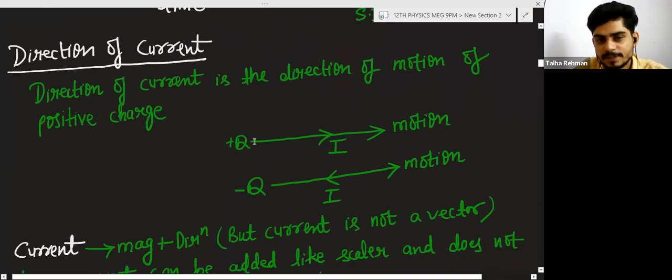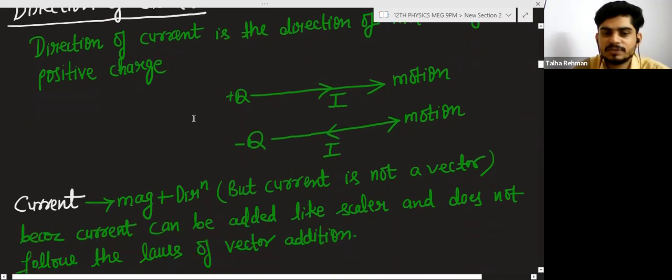Direction of current: when a positive charge moves in this direction, the direction of current is the same. Means the direction of current is the direction of motion of positive charge.